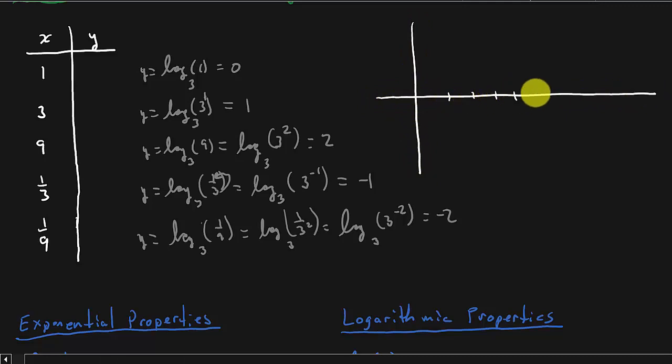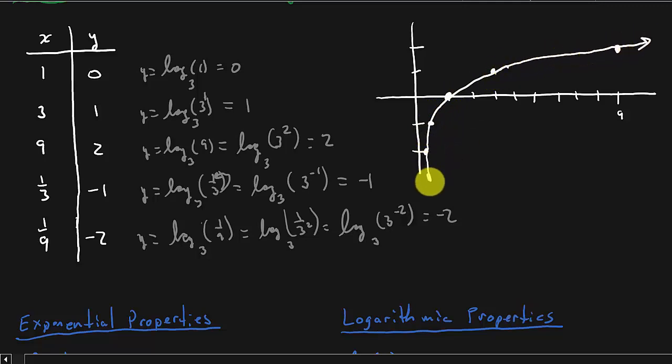Let's see, I got 1, 2, 3, 4, 5, 6, 7, 8, 9. That's 9 right there. We got to go out to 9 on the x values. 1, 2, 1, 2, and then we plot the points. Let's see, that's 0, 1, 2, negative 1, negative 2. So plot the point 1, 0, 3, 1, 9, 2, 1/3, which is about right in here, and that's going to be negative 1, and then 1/9, negative 2. And so our graph is going to look something like this.